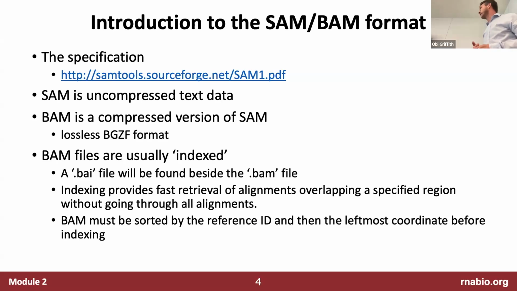BAM files are usually indexed, so we're going to create BAI, or BAM index, files. You'll often see those right next to your BAM files. Just like the other applications of indexing we've seen so far, it provides for a quick lookup or fast retrieval of alignments, so that if you're opening a BAM file in, say, a program like IGV, and you tell it to go to a certain position, it can go there very quickly and see all of the alignments that belong there, because this index file is making that very efficient.